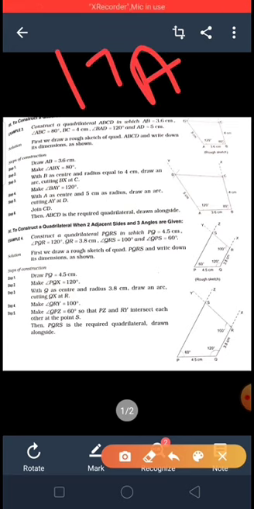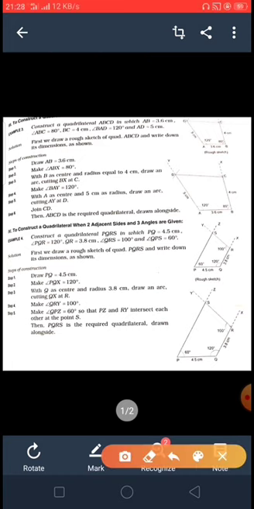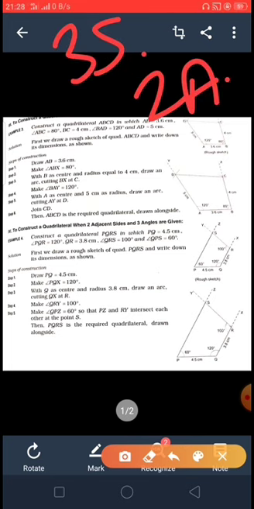Today we will solve our next example of this exercise, and the basis is to construct a quadrilateral when three sides and two angles are given. Clear?